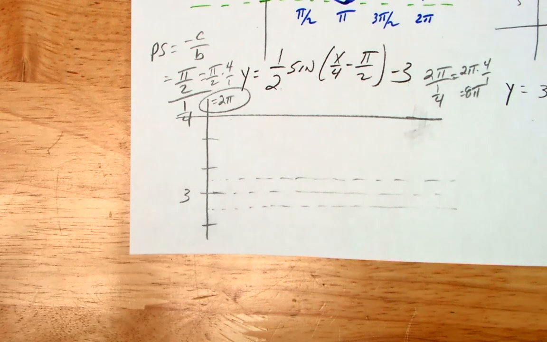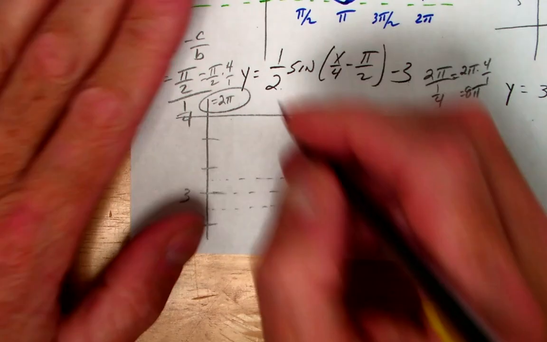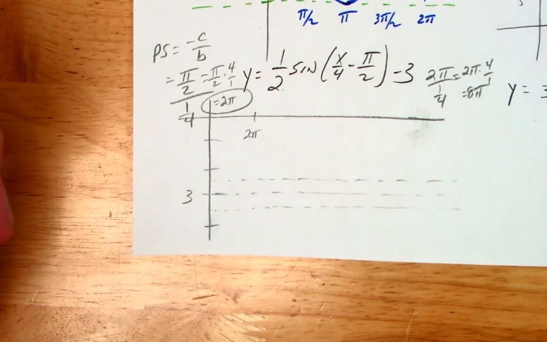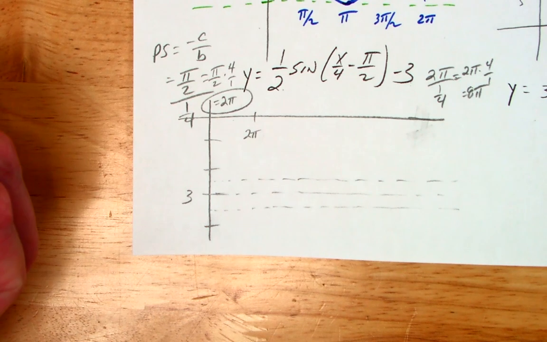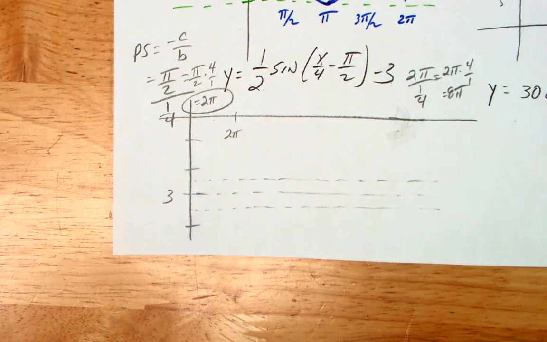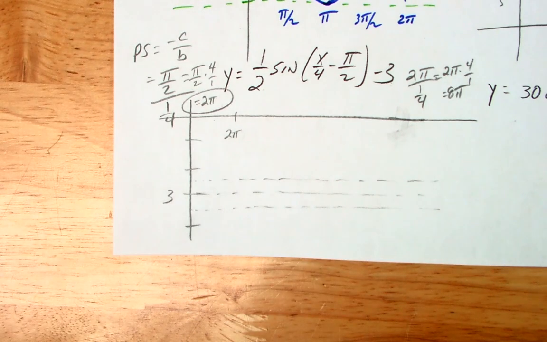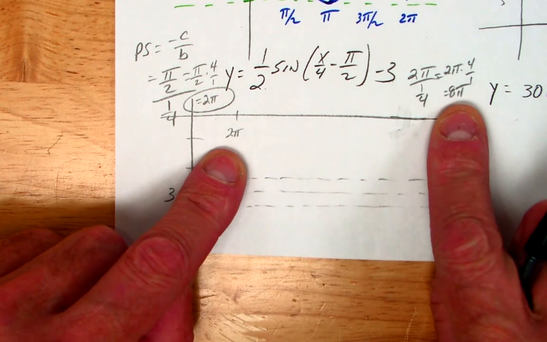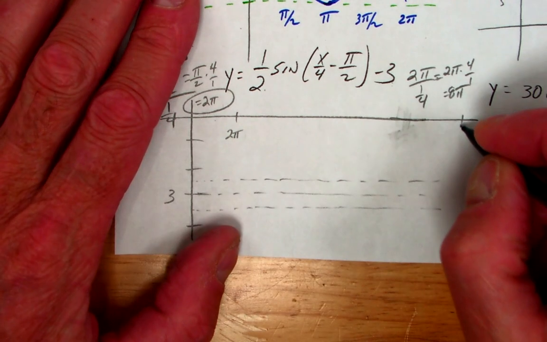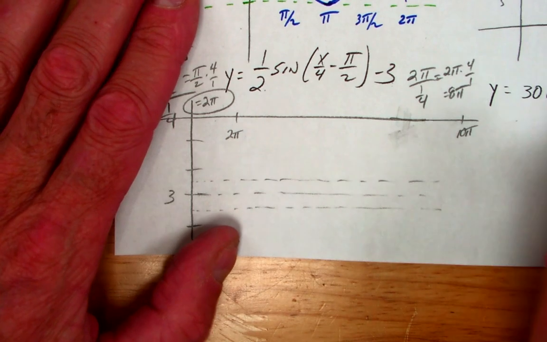Okay, so this is always kind of a little sticky point. Where does sine usually start? At the origin, right? So I need to start it over here at 2 pi. How far is it going to go over? 10 pi. Why 10 pi? My full period is 8 pi. So from 2 pi plus another 8 pi gives me up to 10 pi.